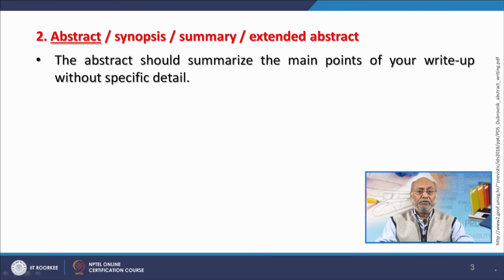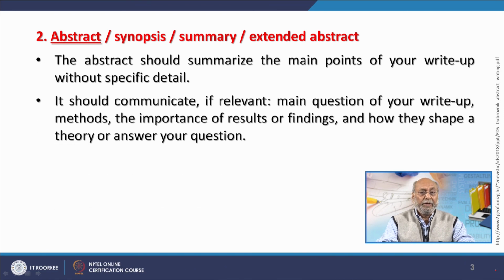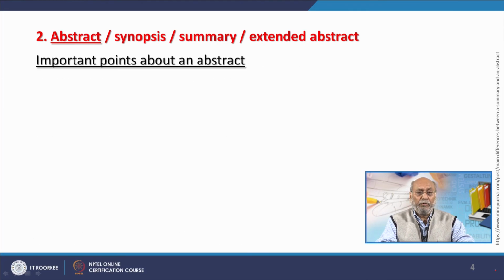Now, an abstract should summarize the main points of your write up without specific details. This point we have also discussed while discussing the abstract, but in comparison it should communicate, if relevant, the main questions of your write up. What was the target, what questions were raised and how these have been handled, the methods, the importance of results, findings and how they shape a theory or answer your questions. So, one starts with a hypothesis, and how much that has been achieved, that is what an abstract is.